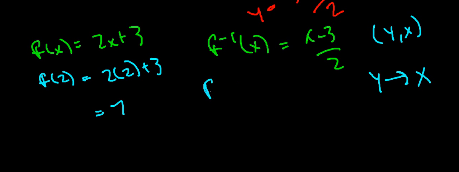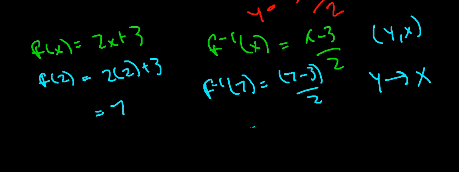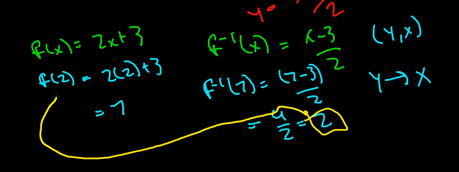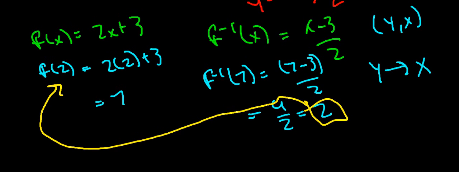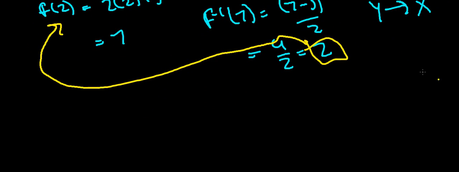So let's do that. So f inverse of 7 is equal to 7 minus 3 over 2. 7 minus 3, that's 4. So this is equal to 4 over 2, which is equal to 2. And we can see that this 2 is what I originally put in the equation over here. So as I said before, an inverse function is something that just undoes our original function. And we can prove that.